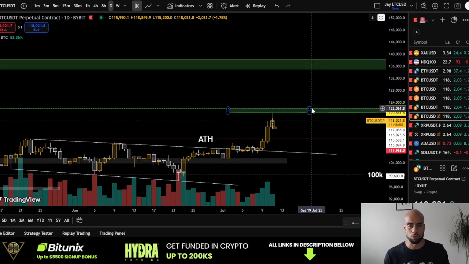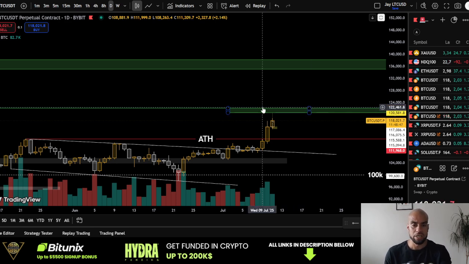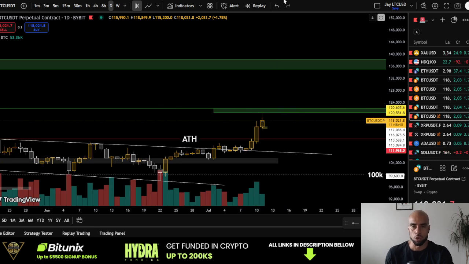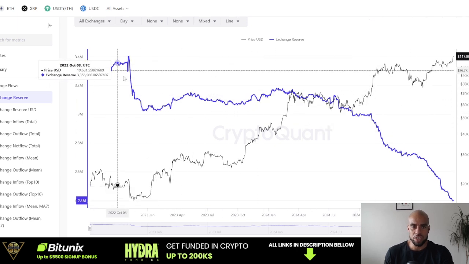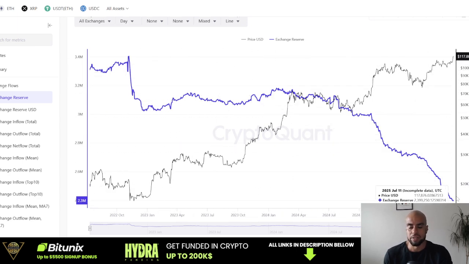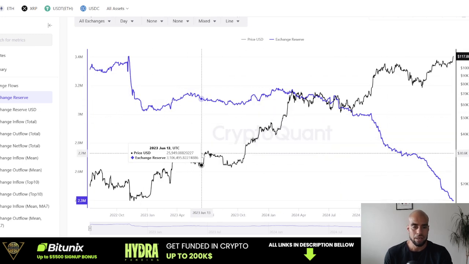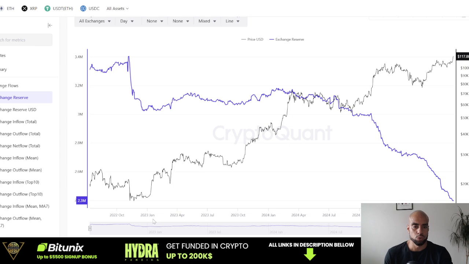So now we go to the fundamentals. By the way, all coin lovers here, I will look a little bit at all coins as well, but let's look at fundamentals first and break down why I believe that we're going that far. First and foremost, I've been talking about this a lot. What you see here is the Bitcoin supply on crypto exchanges. As you see, it's record low. This is 2022, 2023, 2024, 2025. We have less than 2.3 million BTCs left on the exchanges.